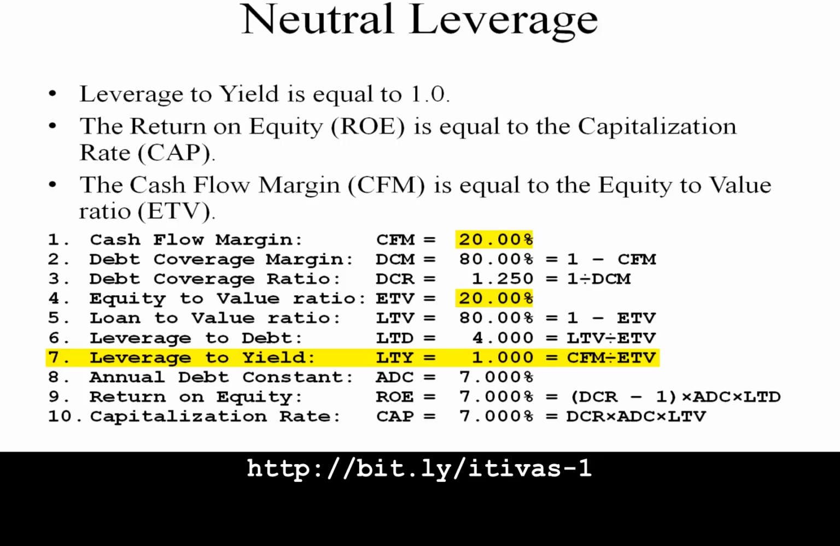The capitalization rate, CAP, is also 7%. It's equal to debt coverage ratio times annual debt constant times loan to value ratio. The DCR is 1.25. The loan to value is 80%. 1.25 times 80% is 1, and that leaves just the annual debt constant. That's why the leverage to yield is 1.0. There is no leverage on the capitalization rate of the property.